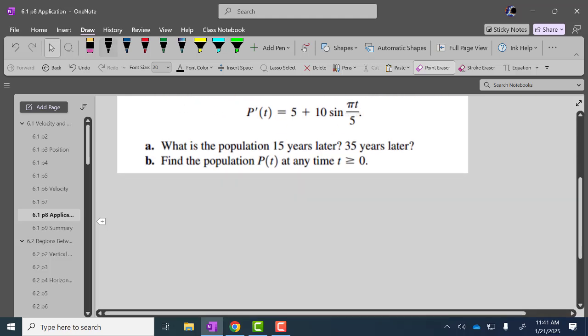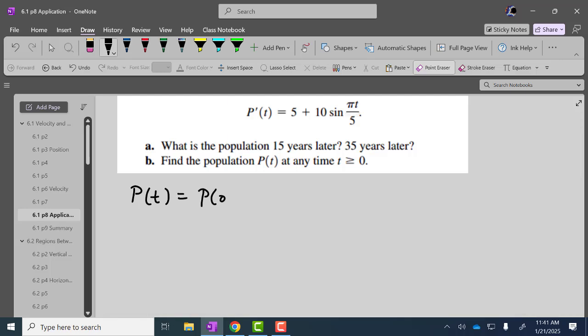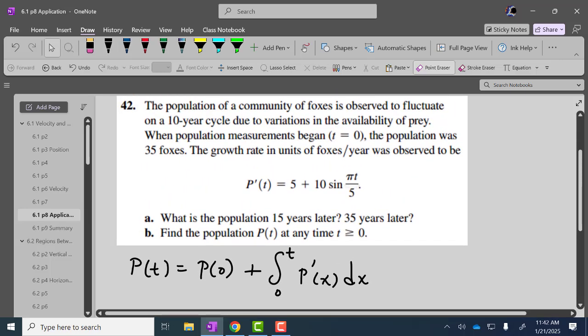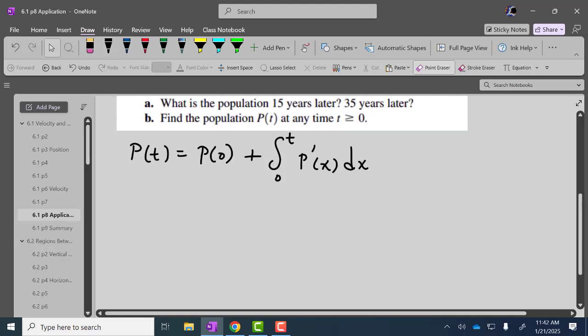So all we do to find P of t will be the initial population plus the net change in the population. And the net change in the population is just the integral of the population's derivative. We don't have another name for that in this case. We can't turn this into a v or an a. We just leave it as p prime. Well, p prime is a function that's given to us. And they tell us that we're starting with a population of foxes of 35. So 35 is given to us.